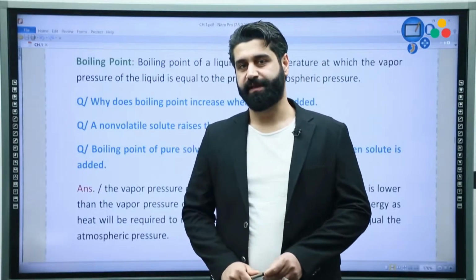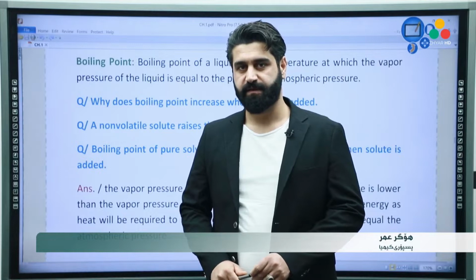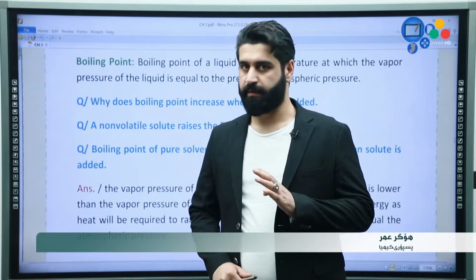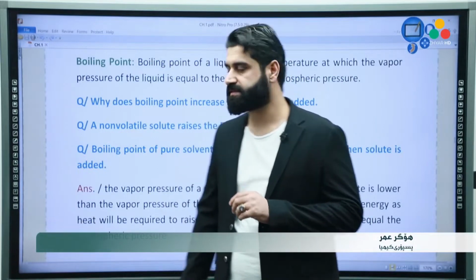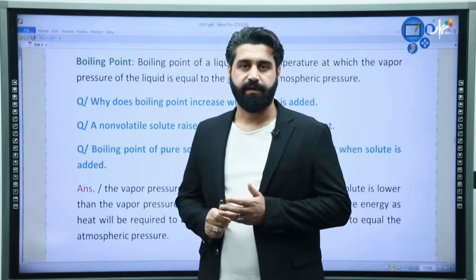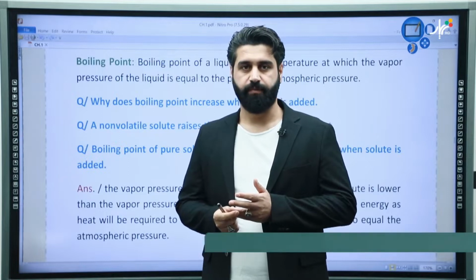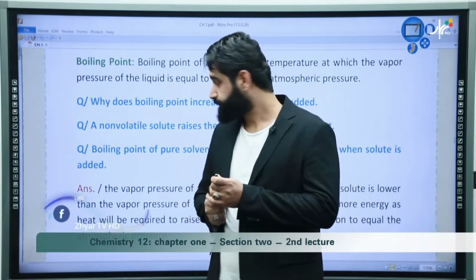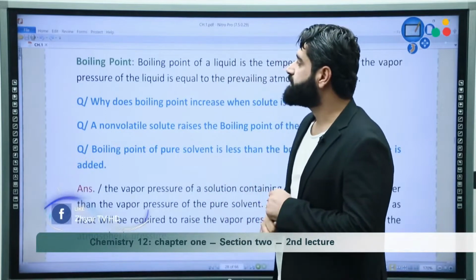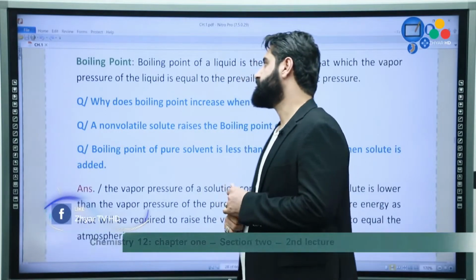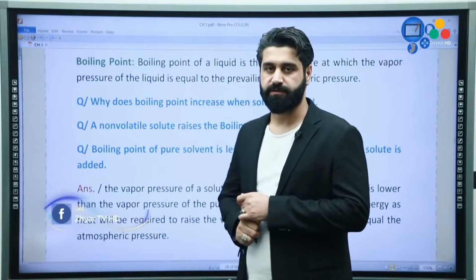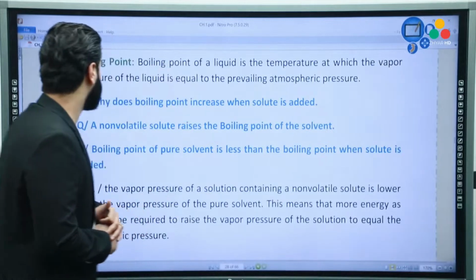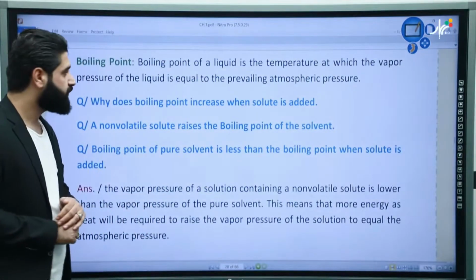Today we're going to complete colligative properties. As we know, we have studied two of the four colligative properties, which are lowering vapor pressure and lowering freezing point. The remaining ones are boiling point elevation and osmotic pressure. For today, we will start with boiling point elevation. What is boiling point elevation? Before going through it, I prefer to talk about boiling point first.